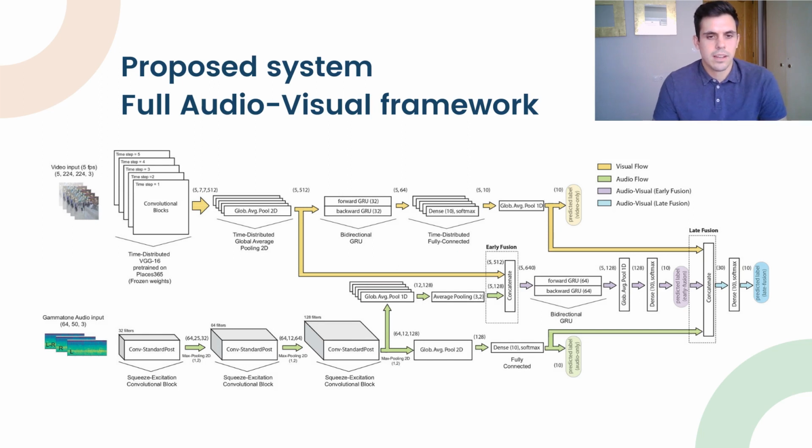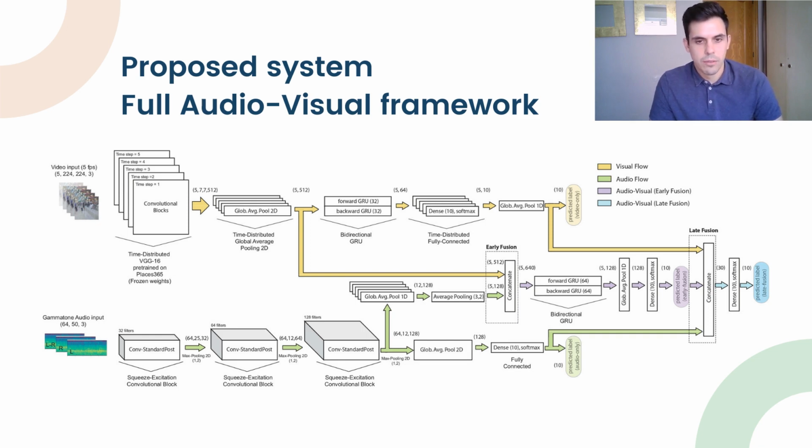The complete system can be seen below. The top branch corresponds to the visual model and the bottom branch to the audio model. These models are trained individually. Once trained, a training is carried out with layers in charge of merging the information of both modules.